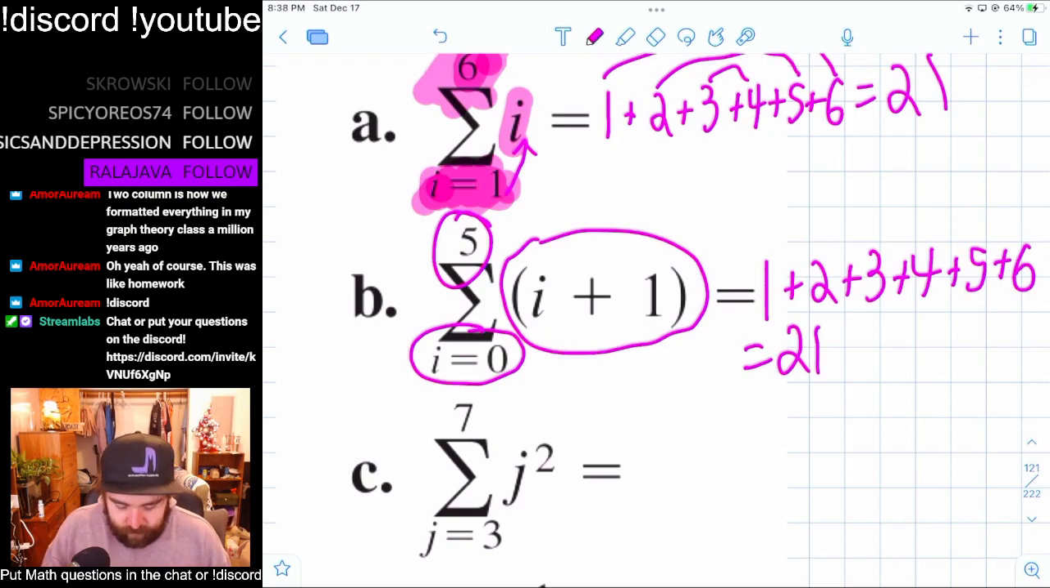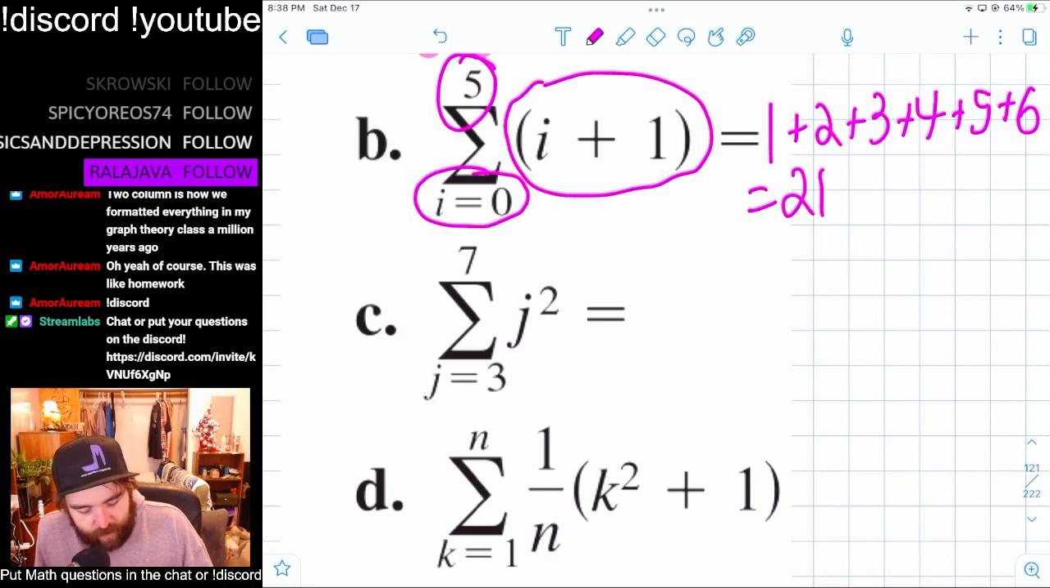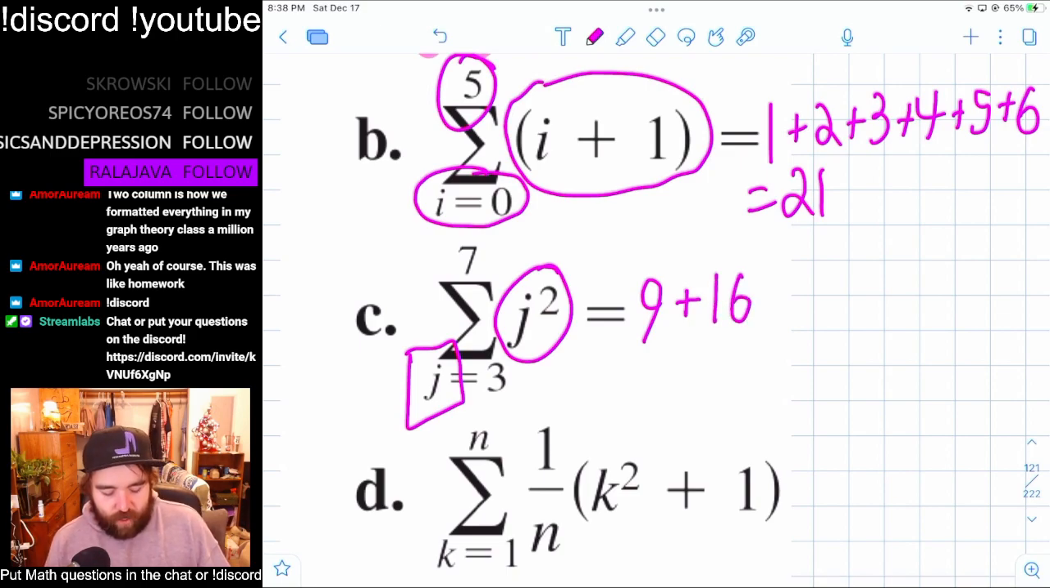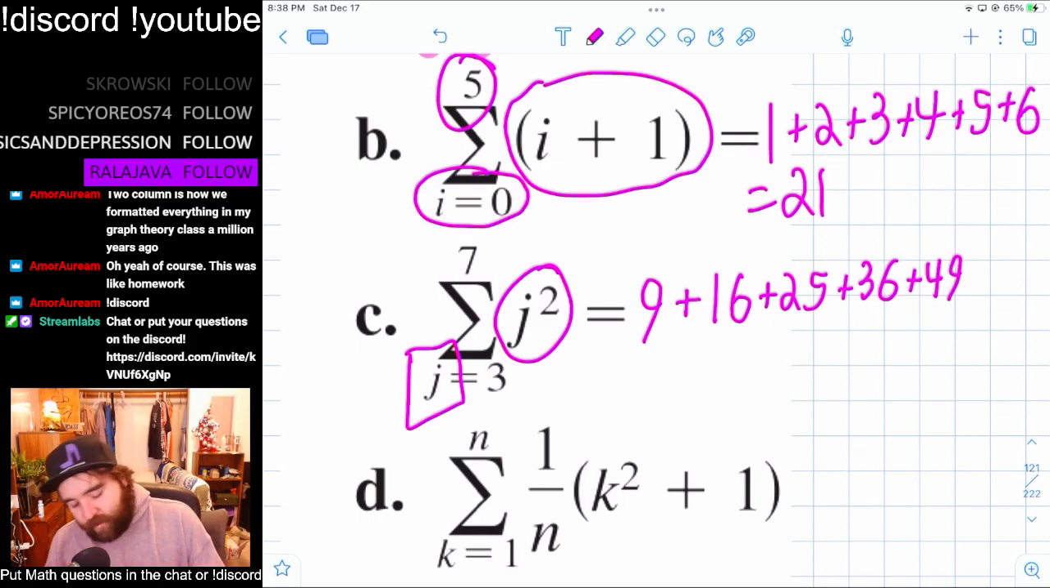All right, so now it gets a little more interesting. Here, notice they use a different letter. That's fine. Whatever letter you use doesn't actually matter. They use j, and here the formula is j squared. But we're going to start when j equals 3. So the first one is 3 squared, which is 9. When j equals 4, 4 squared is 16. When j equals 5, 5 squared is 25. When j equals 6, 6 squared is 36. And when j equals 7, 7 squared is 49. That's where we stop. We stop when j equals 7.